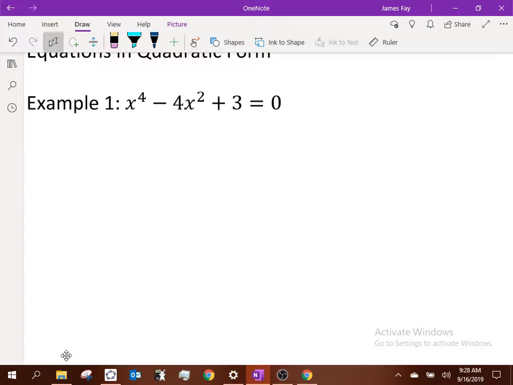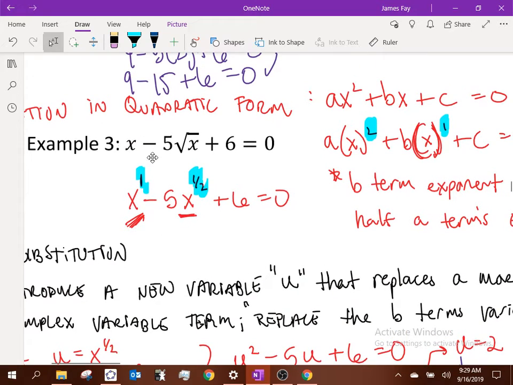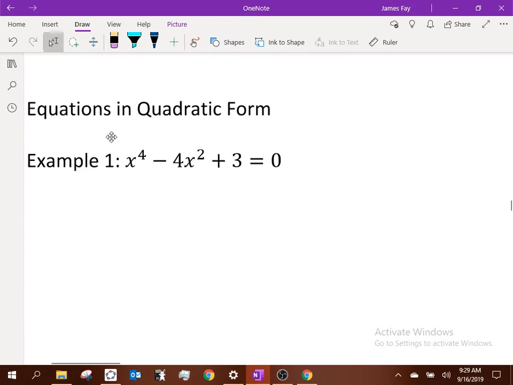For example, this one here. This is of quadratic form. This is very similar. That is the one we did last week, right? No, sorry. We did this one last week. Okay, we finished here on example 3 on Friday. Let's come down here to where it says equations in quadratic form. This is very similar to what we finished with on Friday. If we remember, quadratic form meant that they were a times your variable squared plus b times your variable to the first plus a constant was equal to 0.